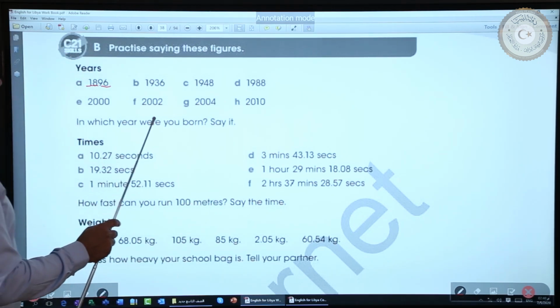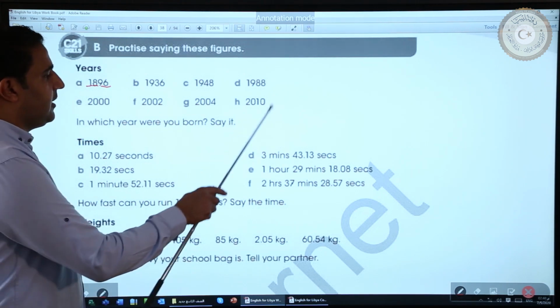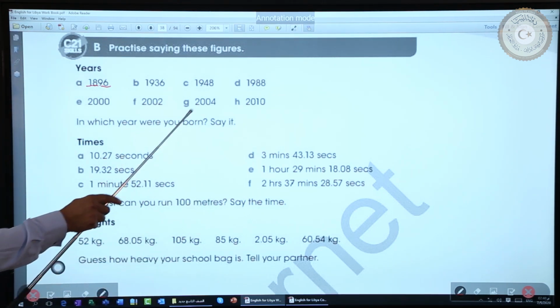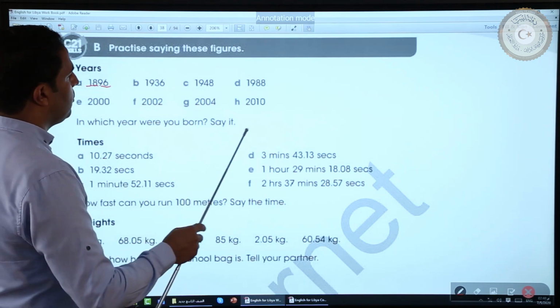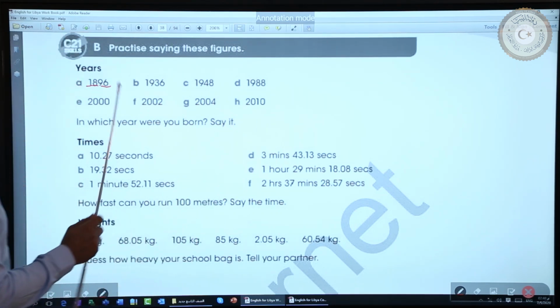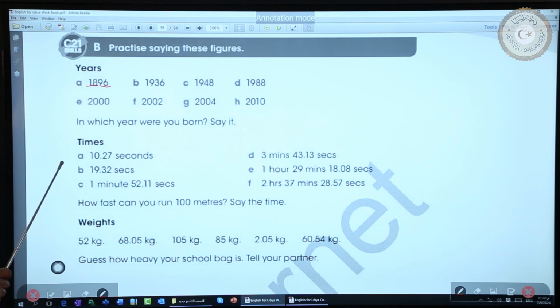So in which year were you born? You can say the year, for example 19 etc. or 2001 2002 2000 etc.